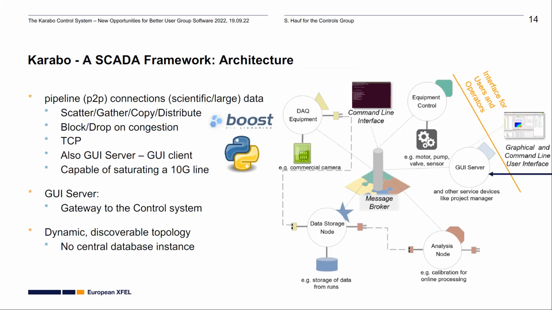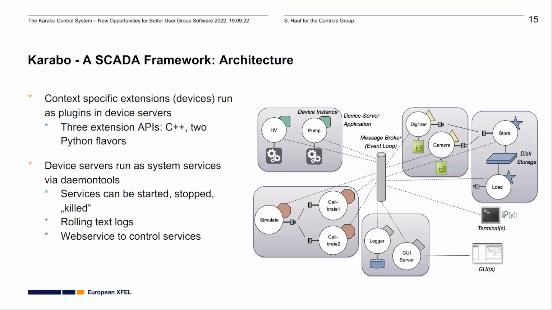You do not need a central database instance for the system to run in principle, although we have one, which I'll show later, for configuration management. To actually provide functionality in the system, there are 3 APIs, one in C++ and 2 in Python. Through these, we create what are called devices, which run device servers.